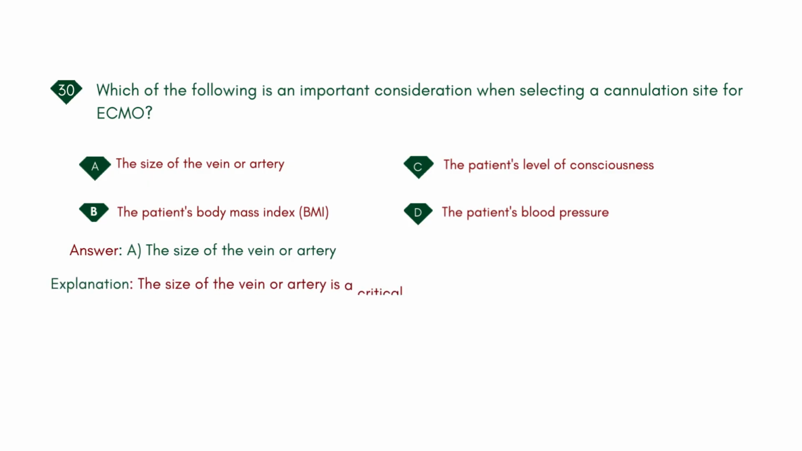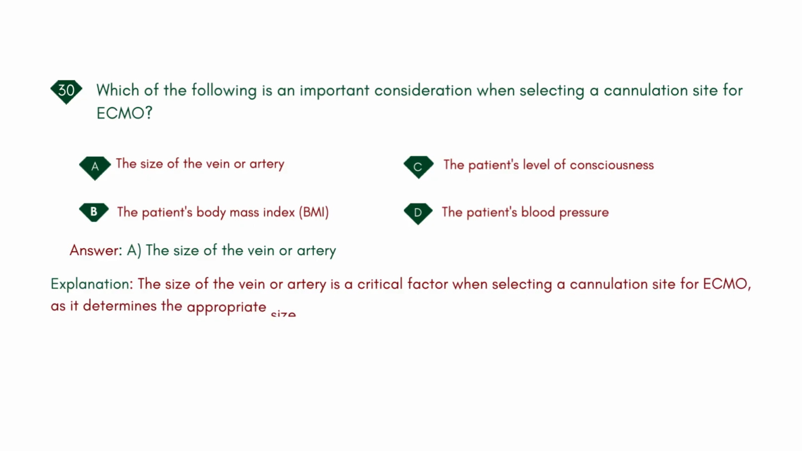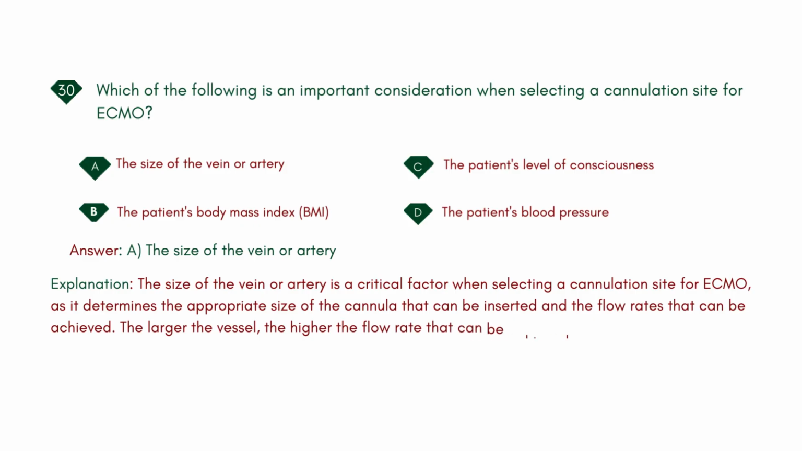Explanation: the size of the vein or artery is a critical factor when selecting a cannulation site for ECMO, as it determines the appropriate size of the cannula that can be inserted and the flow rates that can be achieved. The larger the vessel, the higher the flow rate that can be achieved without causing damage or compromising circulation.